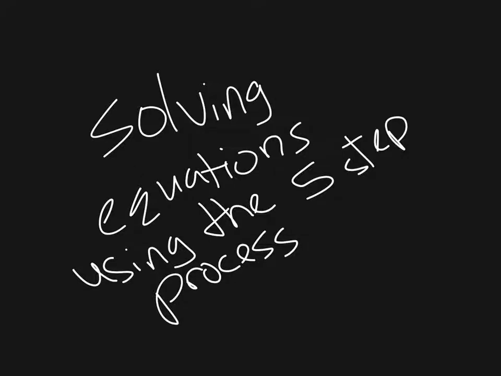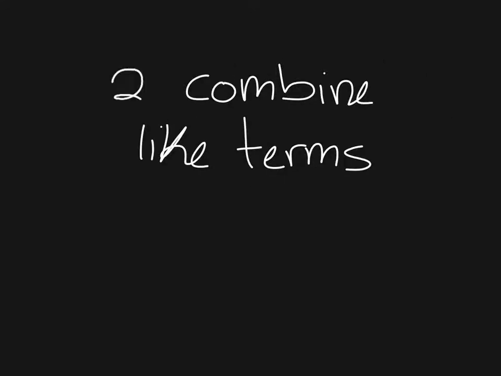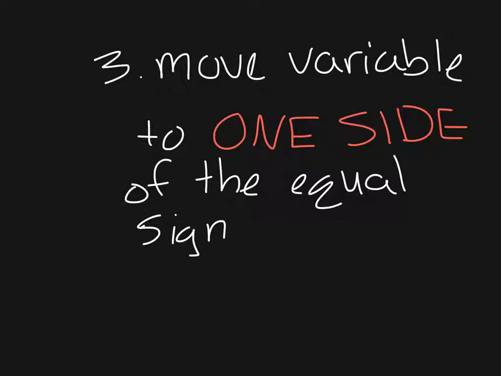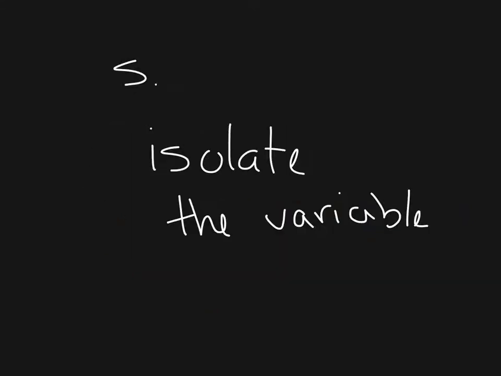We are going to be solving equations using the 5-step process. Step 1 is distributive property. Step 2 is combine like terms. Step 3 is to move the variable to one side of the equal sign. Step 4 is move the constant to the opposite side of the variable. Step 5 is to isolate the variable.